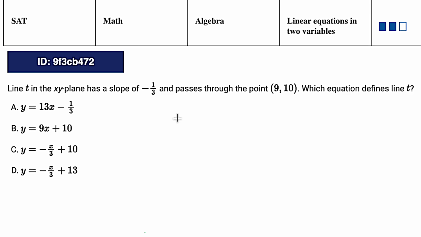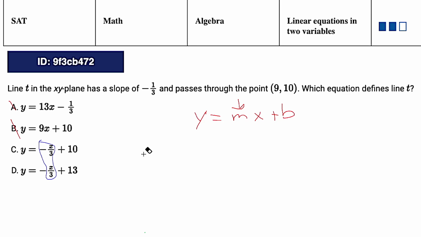Before we did anything with Desmos, I would probably go ahead and just eliminate choices A and B. You are going to have some knowledge about slope. Basically, y equals mx plus b is our slope-intercept form, and m is the slope. So choices C and D both have -1/3. Like it says -x/3, but basically that's the same thing as -1/3x, right? If you multiply -1/3 times x, you get -x/3. So those two have the right slope. So I already know it's between those two.